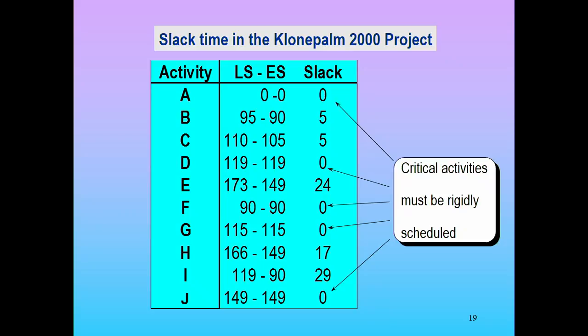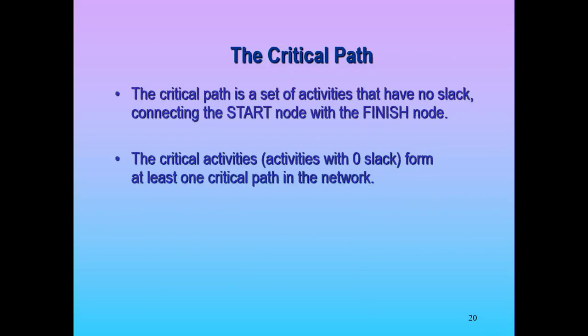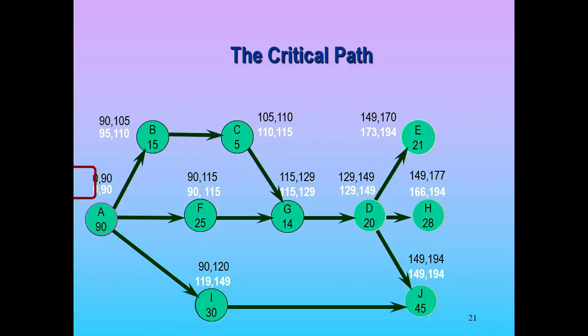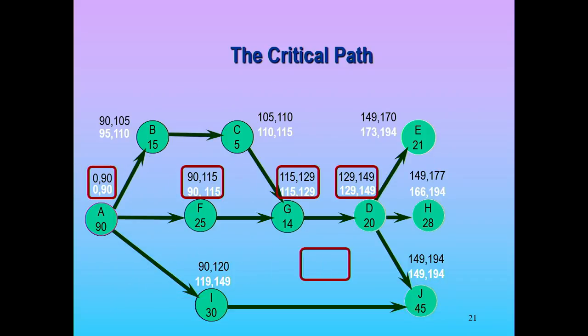The critical path activities must be rigidly scheduled. Those are the things we watch very closely, because if they're delayed, it's going to delay the overall project. The critical path is a set of activities that have no slack, connecting the start node with the finish node. The critical activities with zero slack form at least one critical path in the network. And the critical path is the longest path, I think I said that. And the sum of the completion times for those activities is equal to the minimal completion time of the project. That is our critical path.